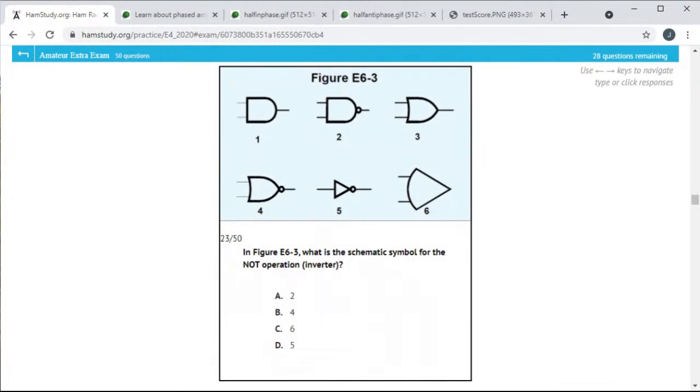In figure E6-3, what is the schematic symbol for the NOT operator? A2, B4, C6, D5. Okay, so 2, I believe is what it is, but let's look at the other one.